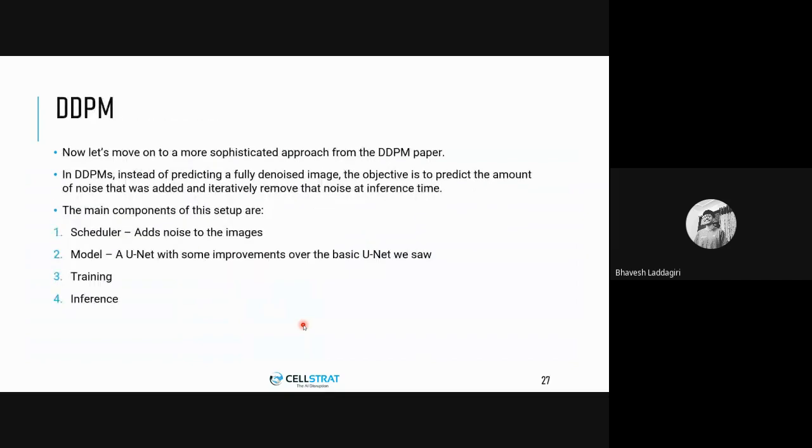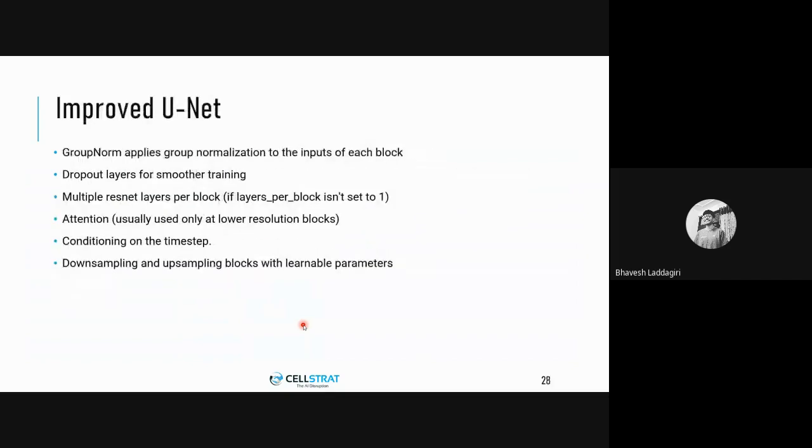Before we talk about the scheduler, we'll just talk about the improved UNet in this case. It has a bunch of improvements. It has dropout layers for better training, group norm for group normalization, and multiple ResNet layers per block. It has multiple blocks and more layers. And especially it has attention in it, so it has spatial attention, at least in the normal DDPM. When we look at Stable Diffusion, it will have a much more sophisticated cross attention.